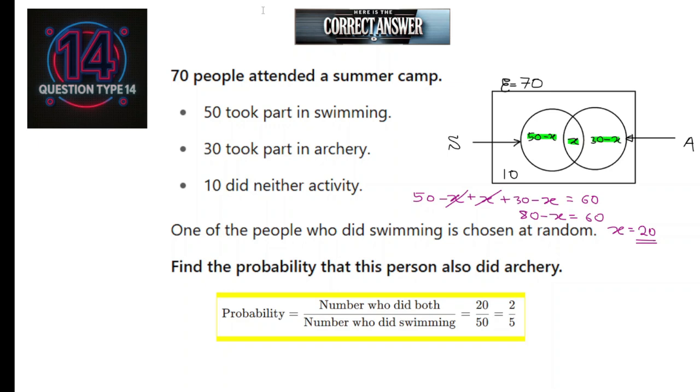So some people do this with a slightly different approach. That method is, we know 50 took part in swimming, 30 took part in archery, 50 and 30 gives you 80. Then we know the total number of people is 70, and you got 10 people outside. So we know the sum of the people in these three regions must be 60. So they do 80 take away 60 is 20, and 20 is the overlap, which is in this part. But I personally prefer the algebraic way, which is easier sometimes. So I would recommend that you go with that.